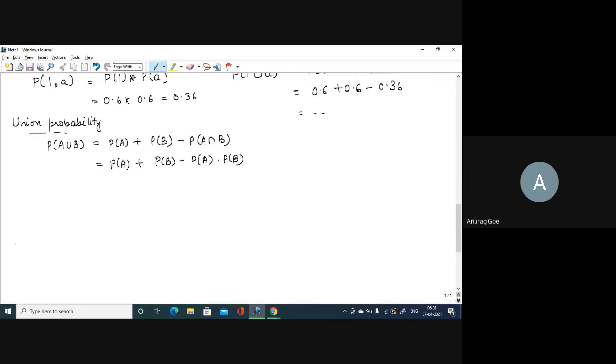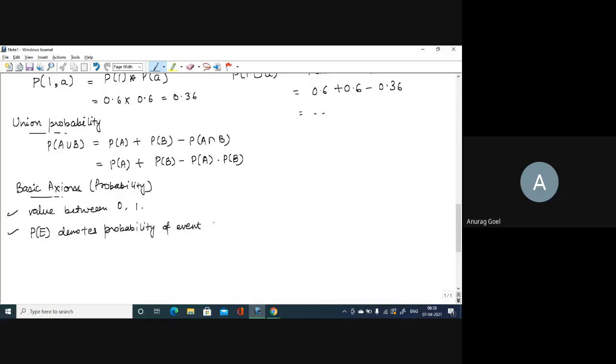Now there are some basic axioms in probability. Let's recall them. Probability basic axioms. Number one, it's a value between 0 and 1. PE denotes the probability of event E.